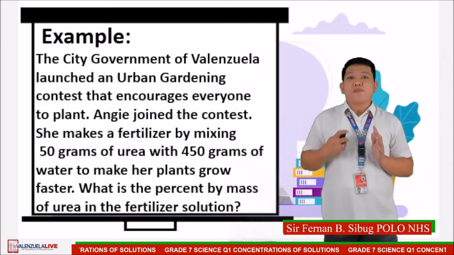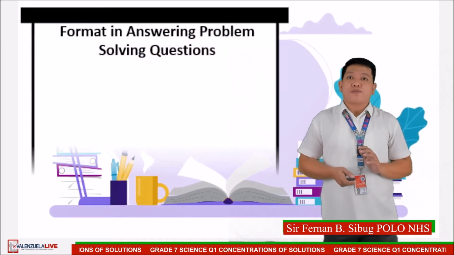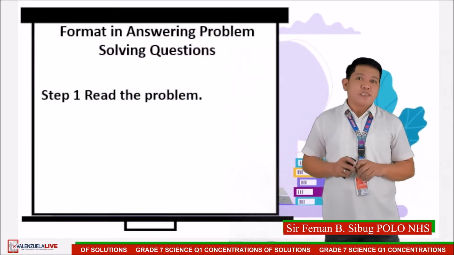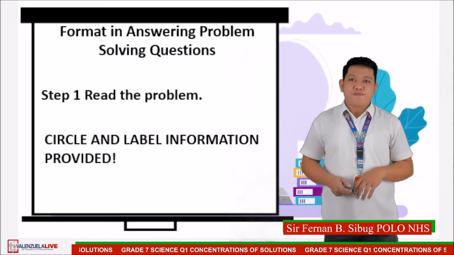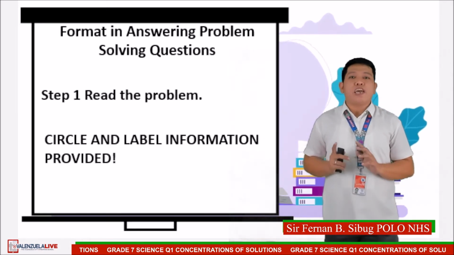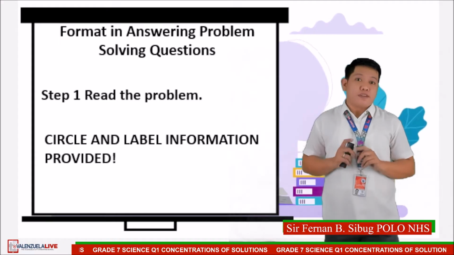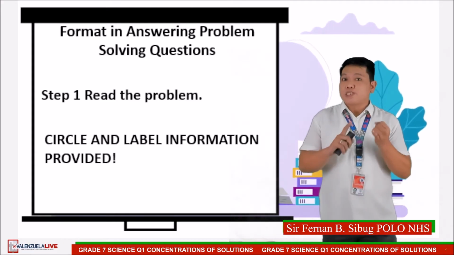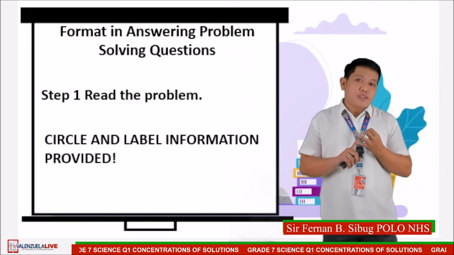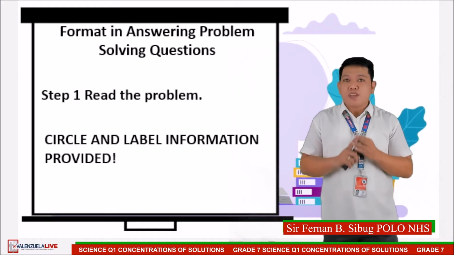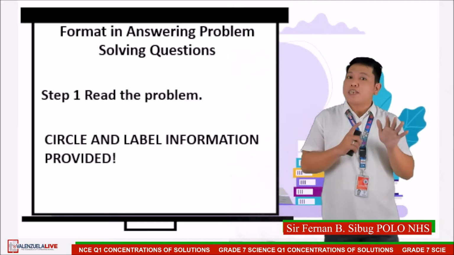To solve this kind of problem, we need to follow these 4 steps. First is to read the problem and circle and label the information provided. This includes what is the solute, what is the solvent, the mass of the solute, the mass of the solvent, and the mass of the solution.